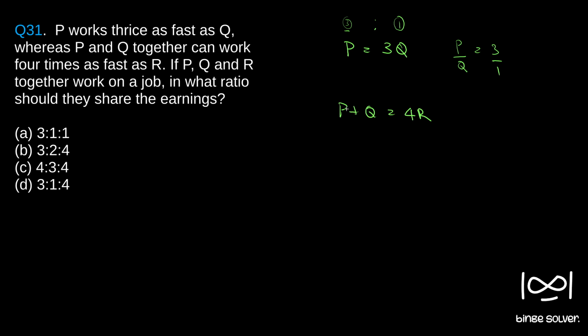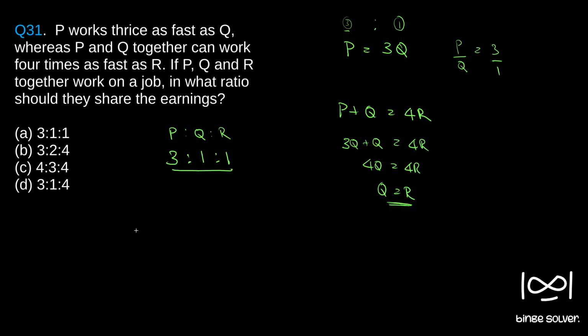So we will replace P with 3Q here. So 3Q plus Q is 4R, or 4Q equal to 4R, or Q equal to R. So Q and R should share the same kind of income. So we already have P is to Q is to R. P is to Q is already 3:1. So Q and R should share the same income, 1:1. So this is our ratio needed, 3:1:1.